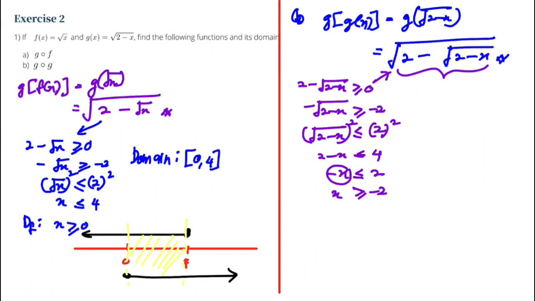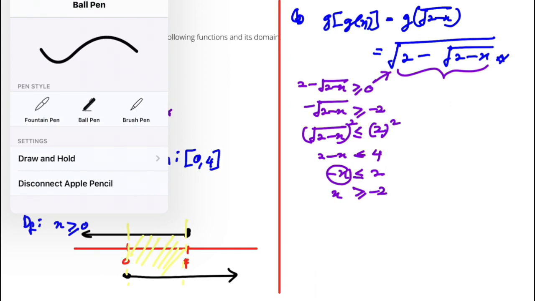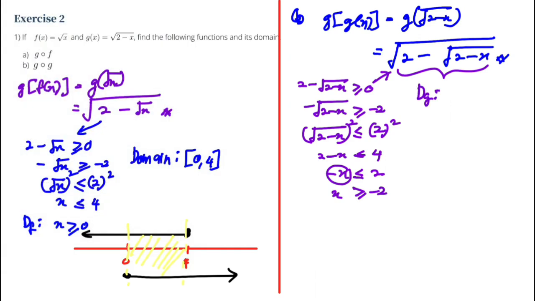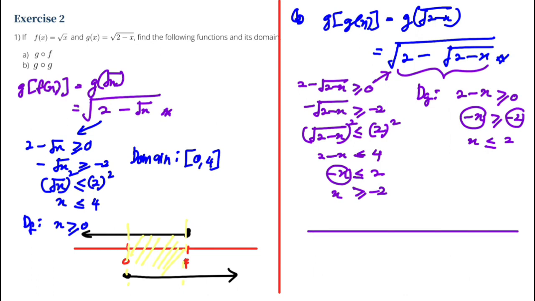Then the next one, this domain, which is x greater than or equivalent to negative 2, must intersect with the domain of g. So what is the domain of g? The domain of the function g, which is 2 minus x, must be bigger than or equivalent to 0. Negative x is bigger than or equivalent to negative 2, and we have to make this term positive again. Therefore x is less than or equivalent to, you also multiply with the negative, so you will get positive 2.